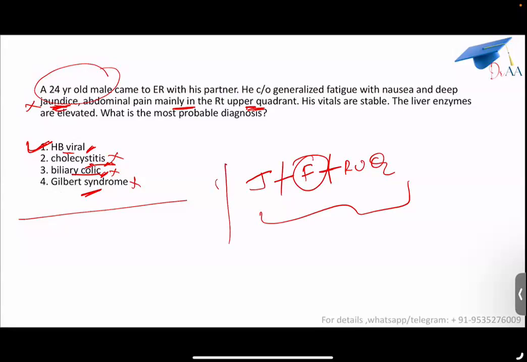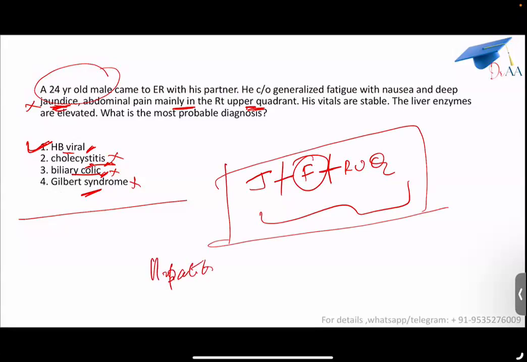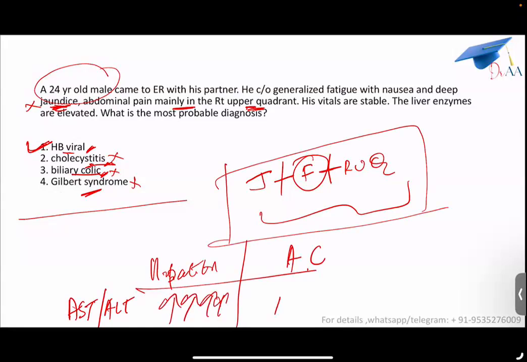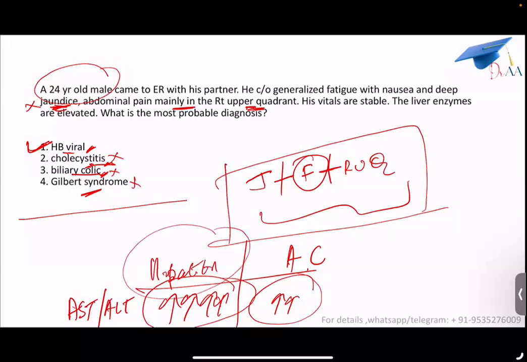Again, how to differentiate ascending cholangitis from hepatitis? When you get AST and ALT levels, they will be very high in hepatitis. In ascending cholangitis, it will be only slightly high. Very high in the sense it will be in thousands. Here it will be in hundreds in ascending cholangitis. In acute hepatitis, it will be in thousands. That will help you differentiate it.